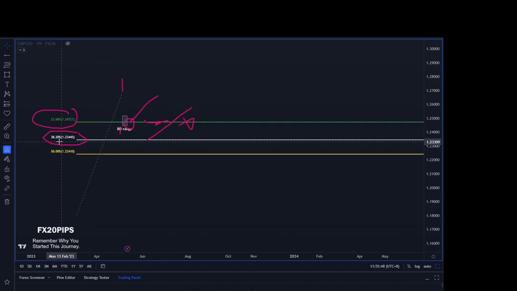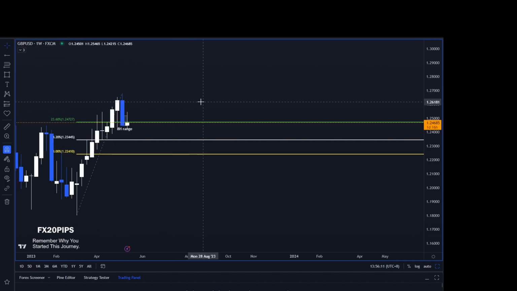Okay, so 38.2%. If the theory is that price bounces off these two levels, then it is a very strong bullish direction. And if price retraces deeper, then the trend is sort of a much weaker one. That's in theory anyway.